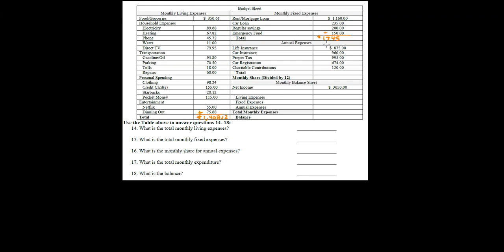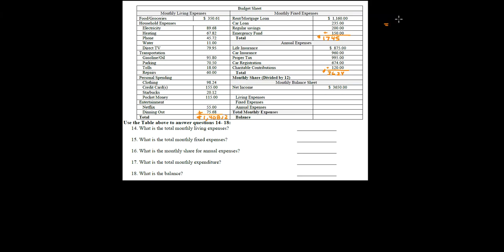$1,745. Then what I get are my annual expenses. These are the bills I pay once a year. The grand total when I add up those bills is going to be $3,624. But I need to plan those bills by budgeting each month.